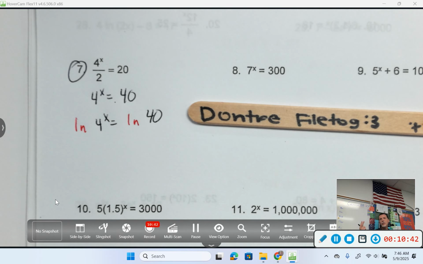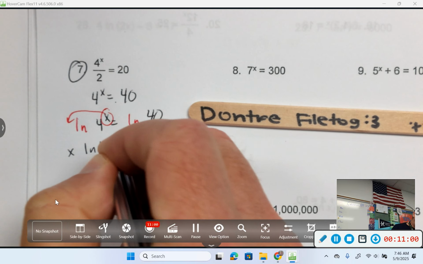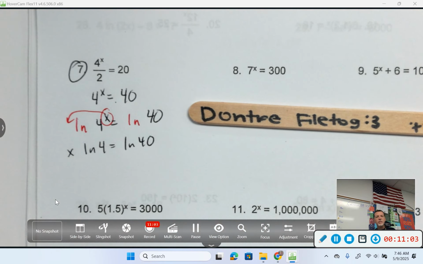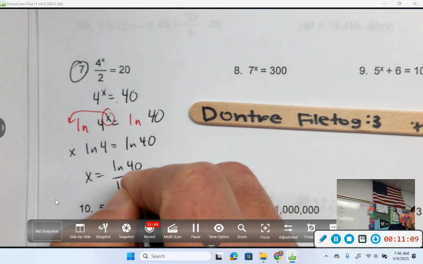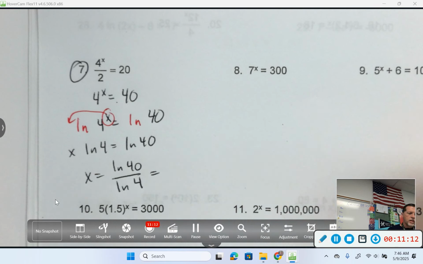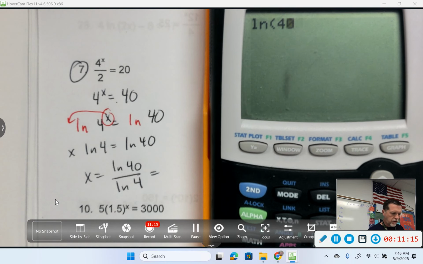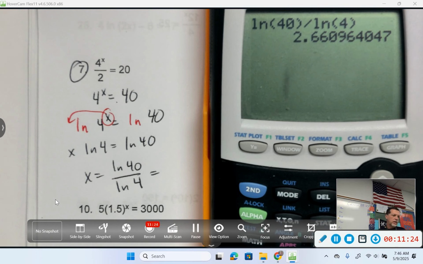Two questions with sort of the same answer. Why did I natural log both sides, and what does that mean I would do next for this problem? Perfect. The reason we did that was so we could move the exponent down front. So x natural log 4 equals natural log 40. So natural log 40 over natural log 4. Whatever the calculator tells me that is. Careful, it's not the same as natural log of 10, so don't try to shortcut things here. 2.661.